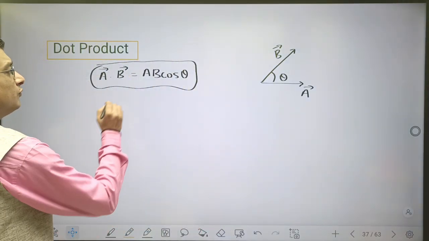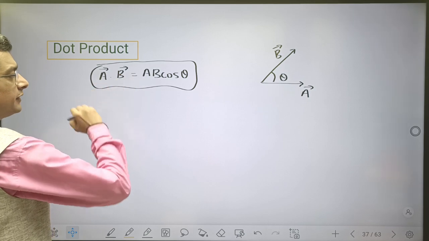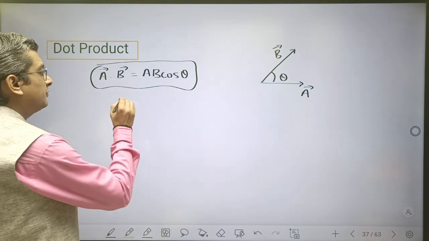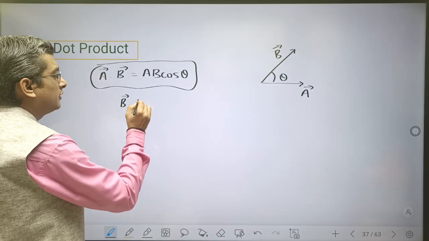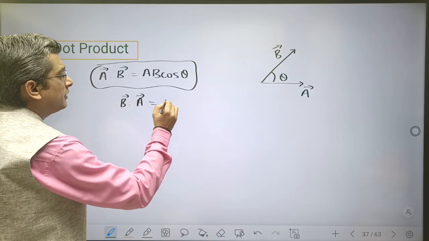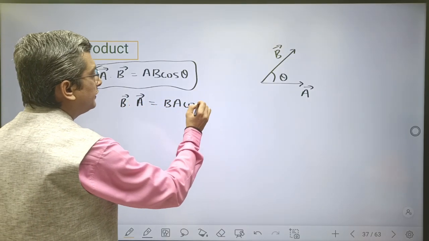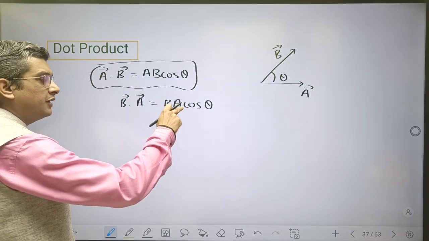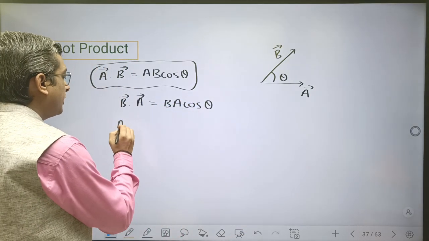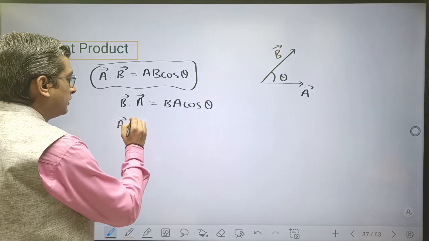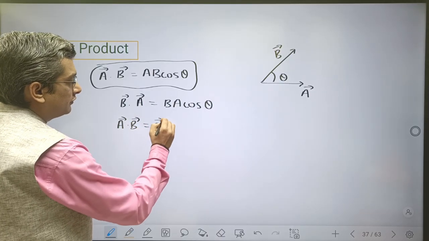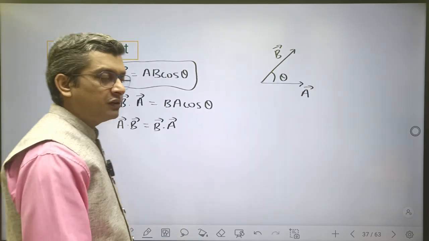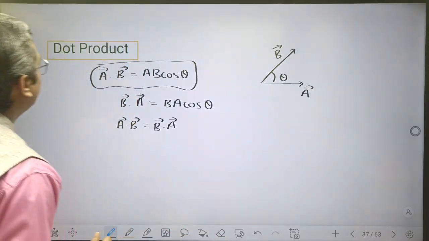And what is A? A is the magnitude of vector A, B is the magnitude of vector B, and theta is the angle between the two. Similarly, if you write B dot A, it is given by B A cos theta. Same thing: magnitude of B, magnitude of vector A, and cos theta. So from here, A dot B is equal to B dot A. This is known as the commutative property. By changing the order, the result doesn't change, isn't it?